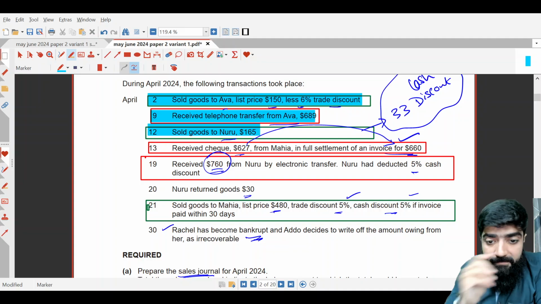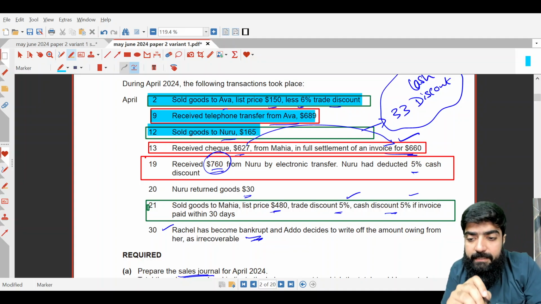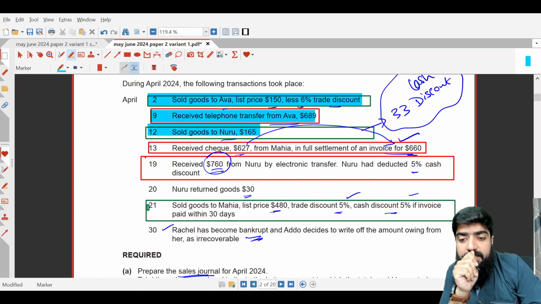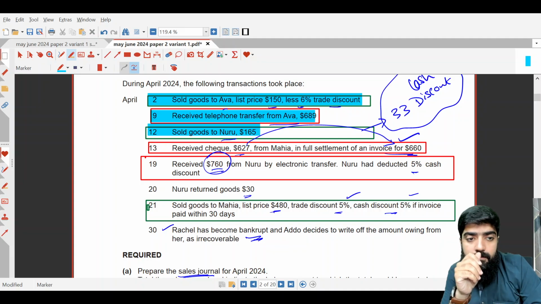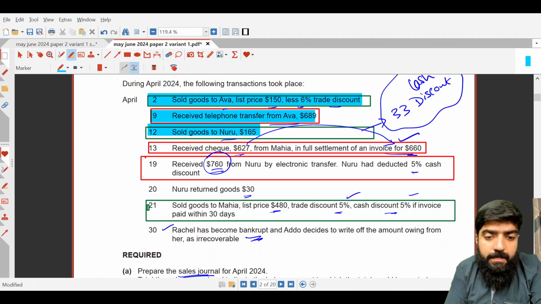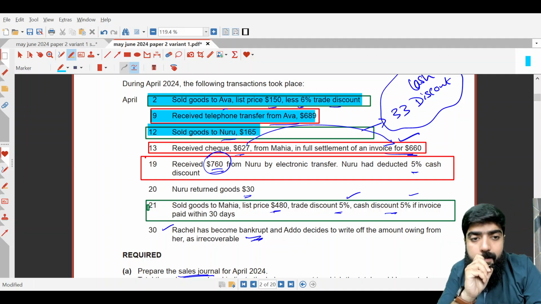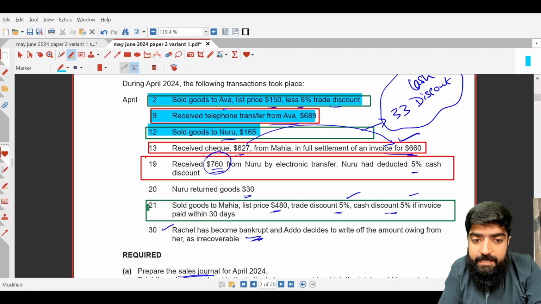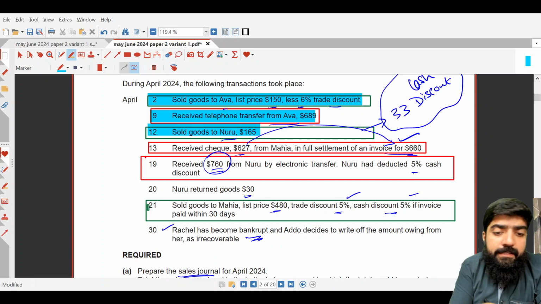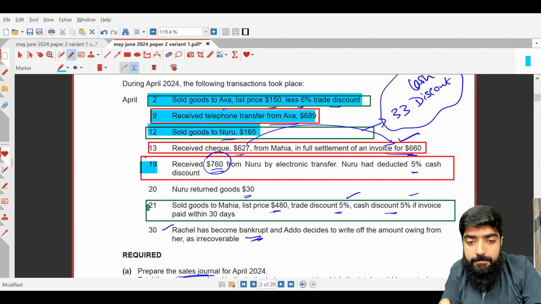Then we have the 19th April. Is there any cash discount? Yes, Ammar, is there any cash discount in 19th of April? Yes, there is a cash discount. Can you please calculate the cash discount in that particular transaction?